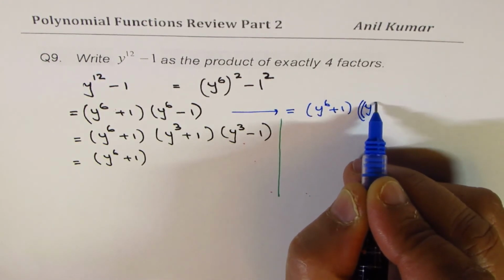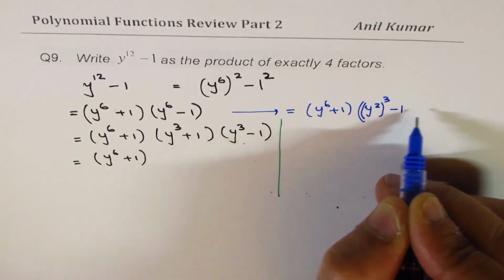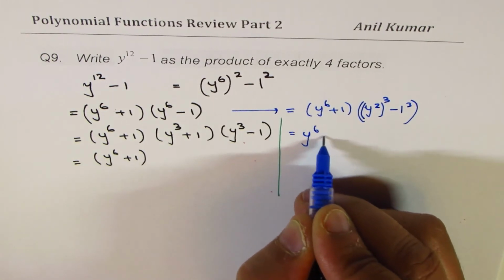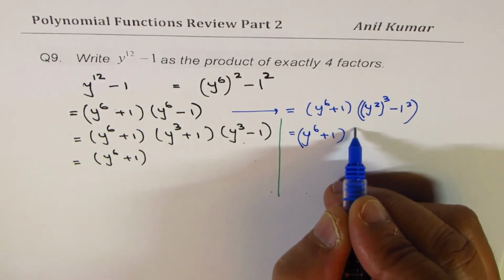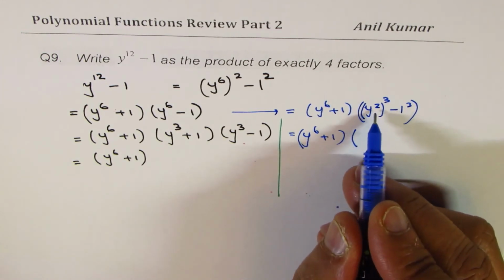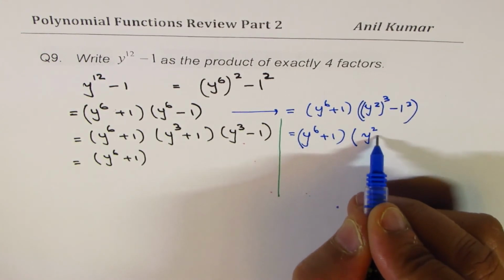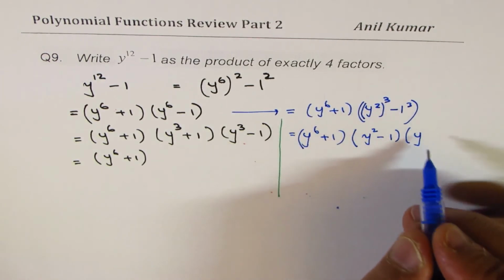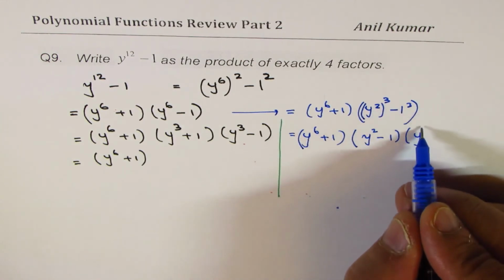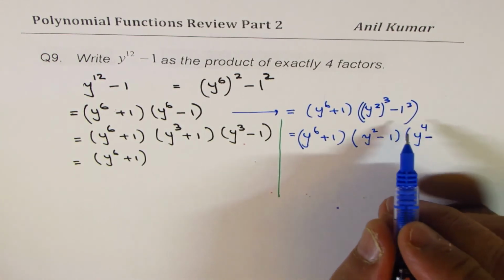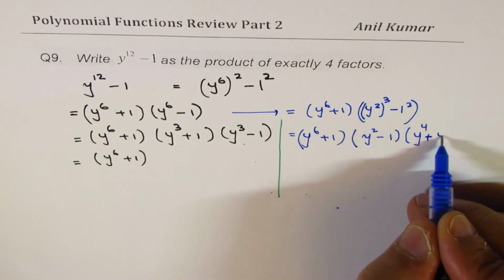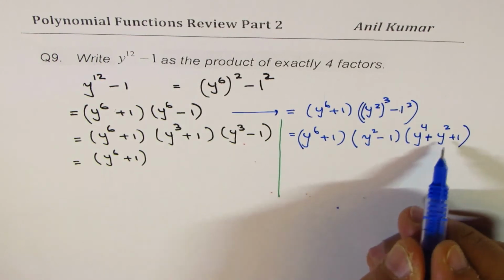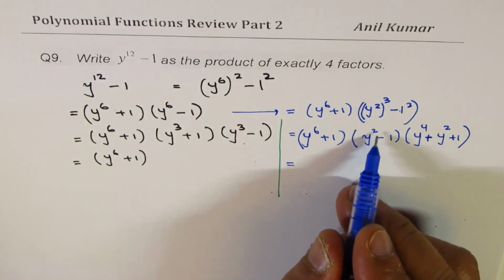Think like this: y square cubed minus 1 cubed. In that case, I could write this as y to the power of 6 minus 1, a difference of cubes, right? So we get y square minus 1 times, now this could be written as a square, which is y to the power of 4, plus ab, which is y square, plus b square, which is 1. So we got 3 factors, and now we'll factor y square minus 1.